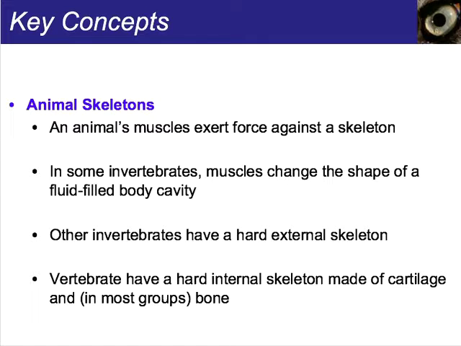So what should you know? An animal's muscles exert force against the skeleton. In some invertebrates, those are organisms without backbones, muscles change the shape of a fluid-filled body cavity. Other invertebrates have hard external skeletons, and vertebrates have a hard internal skeleton made of cartilage and, in most groups, bones.